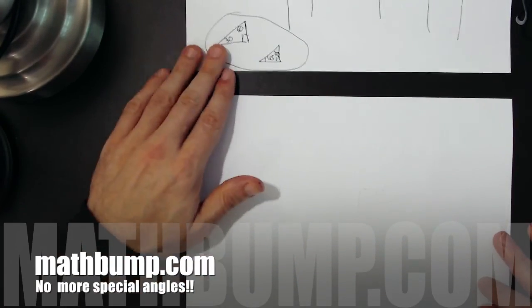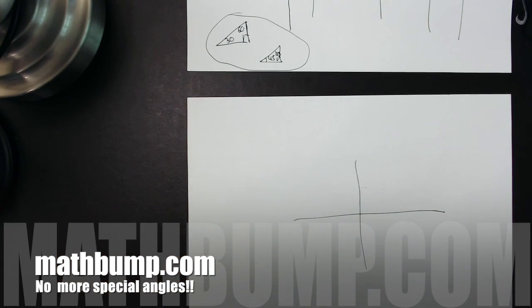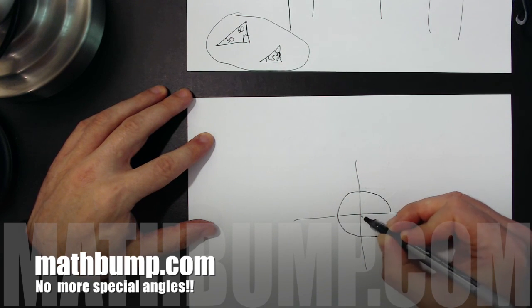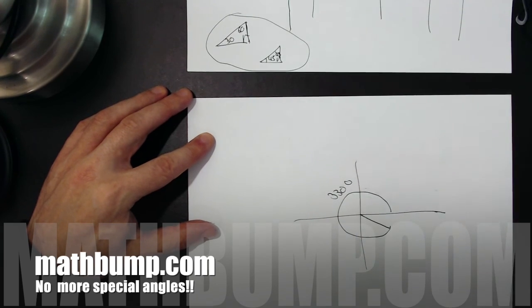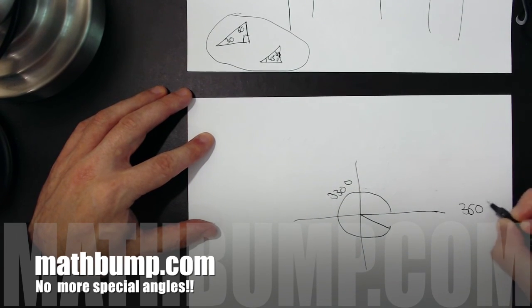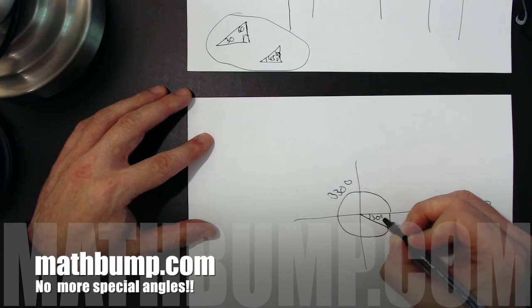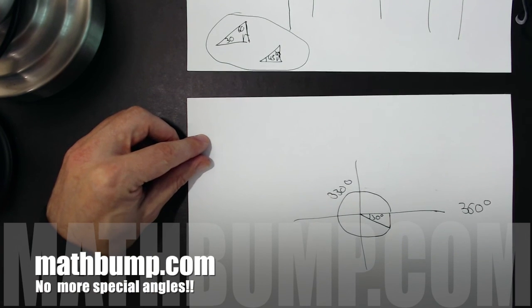Okay, let's do one more. So let's do 330. Okay, so now we have an angle here, 330 degrees all the way around. Once again, we just look at the x-axis. What's left is the triangle with a reference angle of 30, because 30 plus 330 is 360.